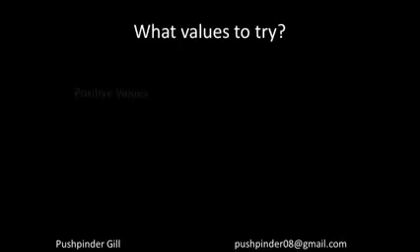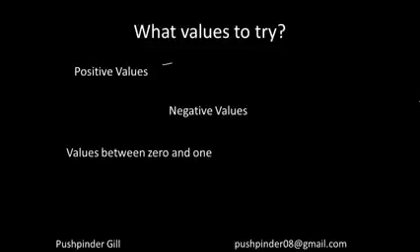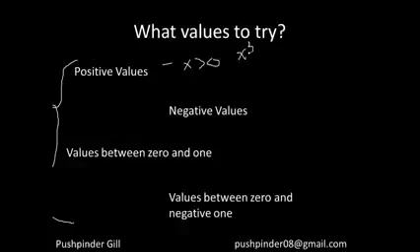So you can always try positive numbers. Alright, you can try negative values. You can try values between 0 and 1. You can try values between 0 and negative 1. These 4 different categories, if you try, that will give you a complete insight. That will definitely give you the answer, mostly. If I try x greater than 0, what's so special about x greater than 0? X cube is greatest, x square is the next, and x is the least one.